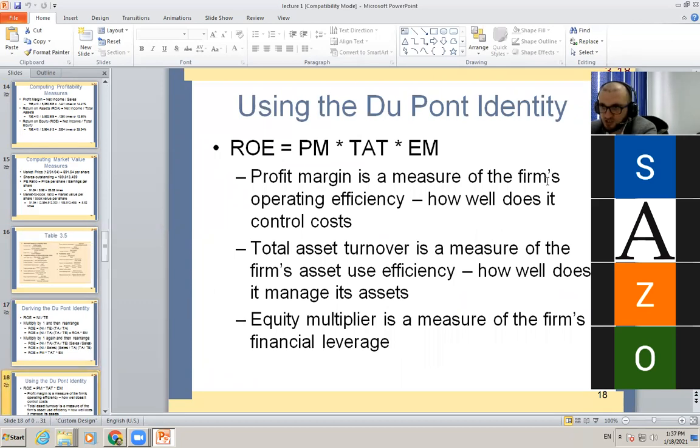So profit margin is measuring the firm's operating efficiency. How well does it control its internal costs? Total asset turnover measures the firm's assets, how efficiently they have been used. And equity multiplier measures the financial leverage of the company, the credit riskiness.